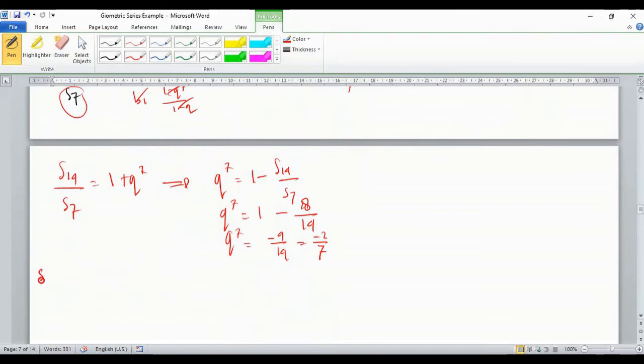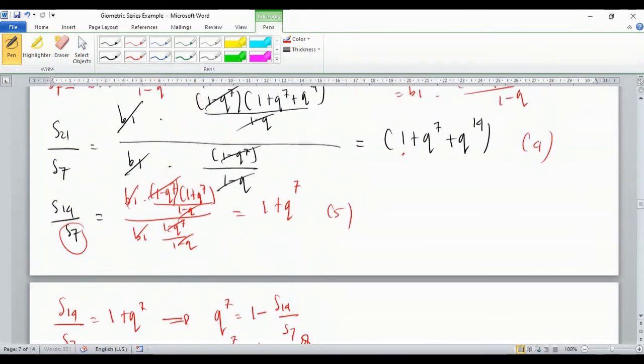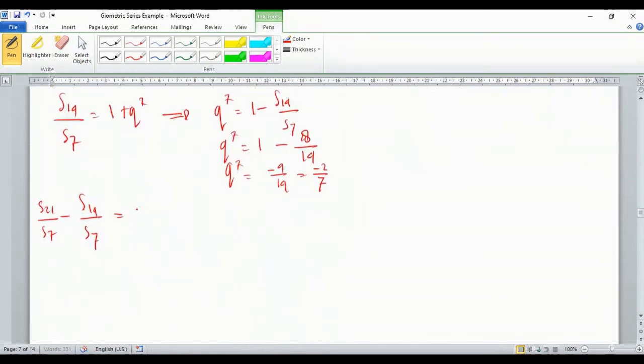Now, S21 over S7 minus S14 over S7. S21 over S7 is 1 plus q power 7 plus q power 14, and S14 over S7 is 1 plus q power 7. So we can cancel this one, and the result is q power 14.